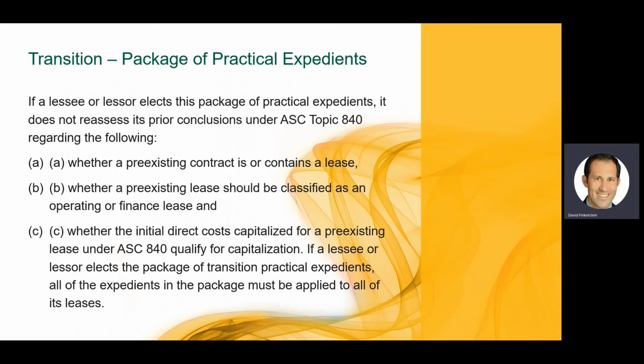For the package of practical expedients, if you elect this package of practical expedients, you are not required to reassess your prior conclusions under the previous lease guidance as it relates to how pre-existing contracts are considered or whether or not they contain a lease, whether or not pre-existing leases should be classified as an operating or finance lease, and whether initial direct costs capitalized for a pre-existing lease under 840 qualify for capitalization under 842. So if you, as a lessee or lessor, elect the package of transition practical expedients, all the expedients in the package must be applied to all leases.